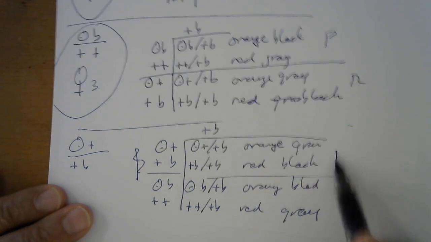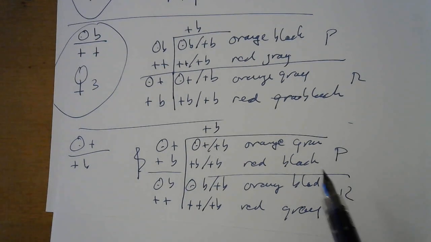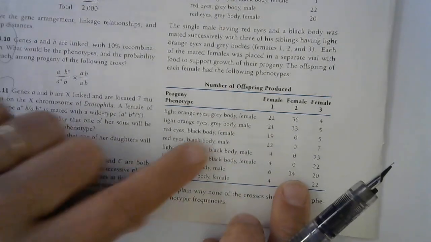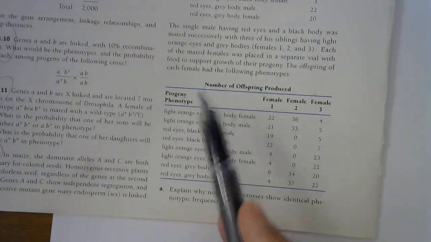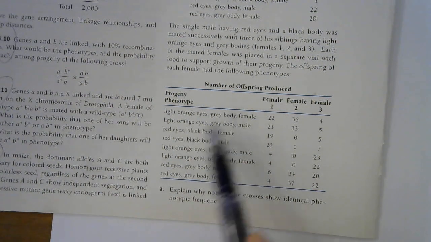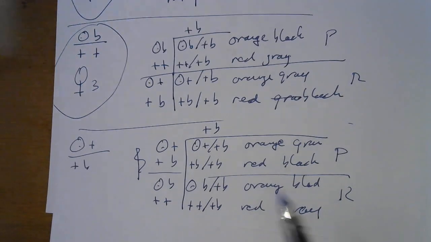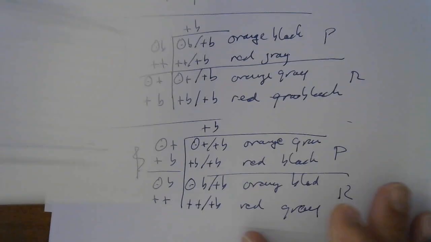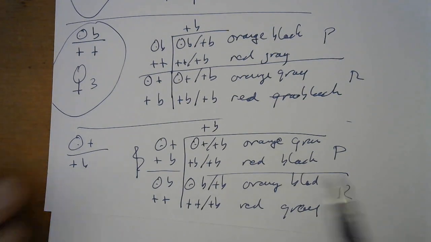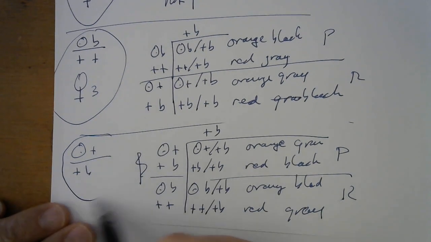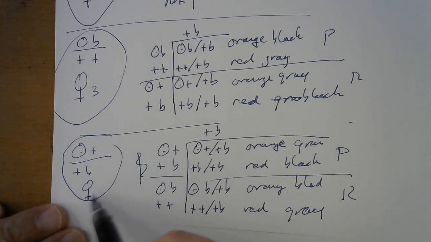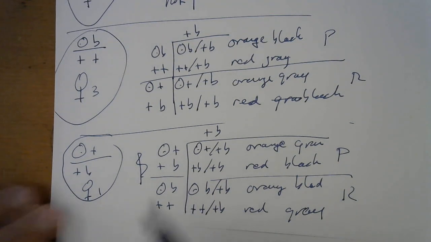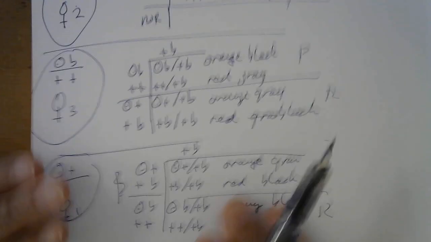So what was parental and recombinant are reversed, and so we already identified 2 and 3. We expect her to be 1 then. So we see orange gray, red black as common, the other 2 uncommon. Okay, so now we've concluded what the genotypes of females 1, 2, and 3 are.